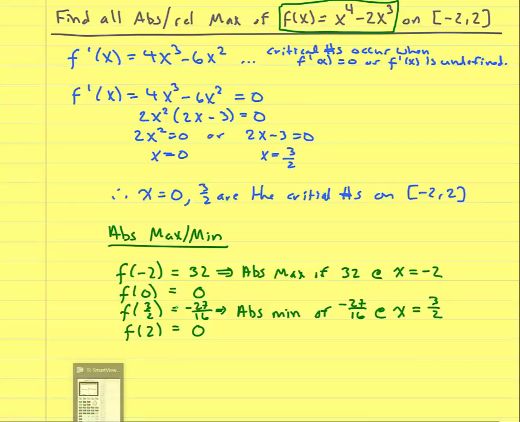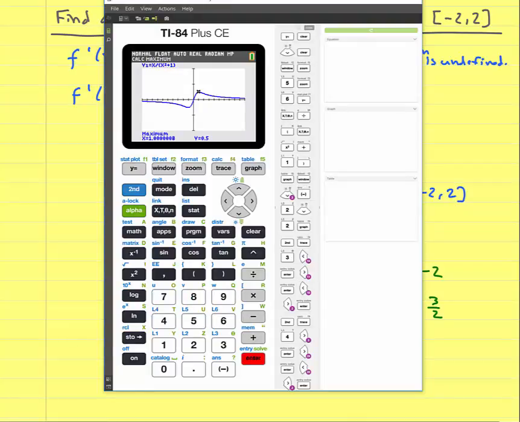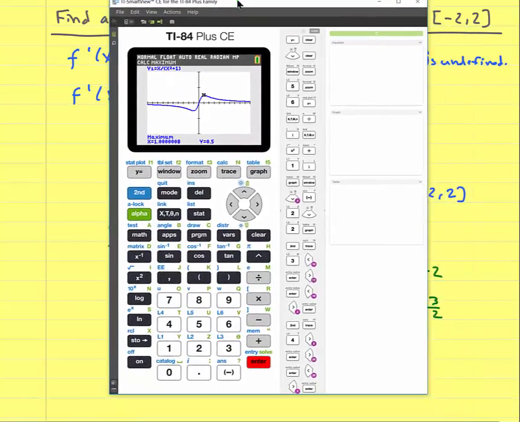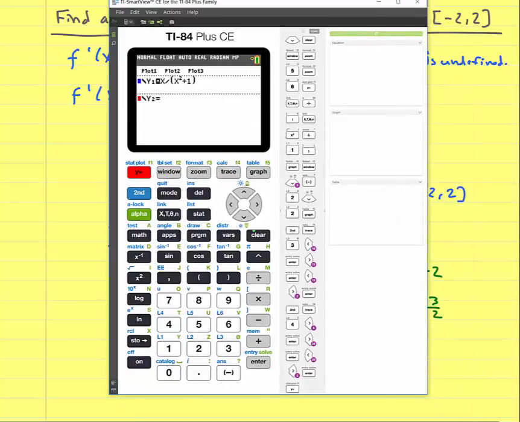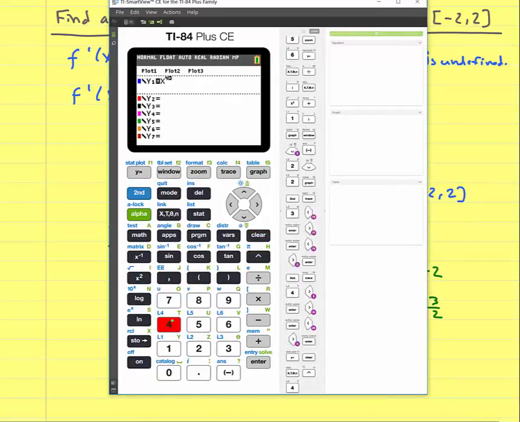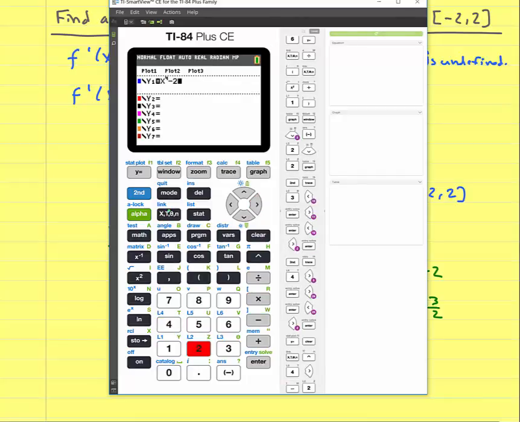And again, be really careful, don't do what I just did. I just glanced back up here and I plugged it into the function I saw, but this is the derivative. I need to plug it back into my original, and you can see that by this notation. So let's go ahead and look at our calculator here. Let's go ahead and graph this, x to the 4th minus 2x cubed.